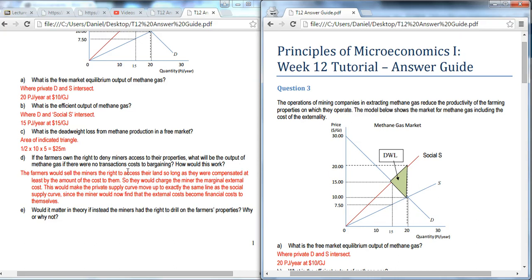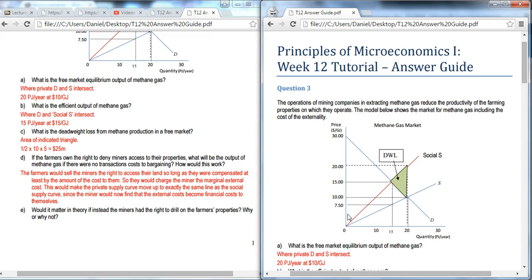Okay, and as the answer says, well, the farmers can sell the miners the right to access their land so long as they are compensated at least by the amount of the cost to them. Why is that? Well, the reason is because you can see what the cost to the farmers is going to be if the miners produce here, but if the farmers have the right to prevent the miners accessing the properties, the farmers can just say, okay, we're going to have no quantity. You're not going to be able to produce anything, right?